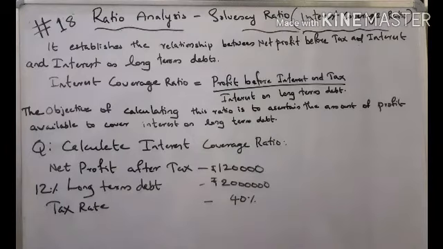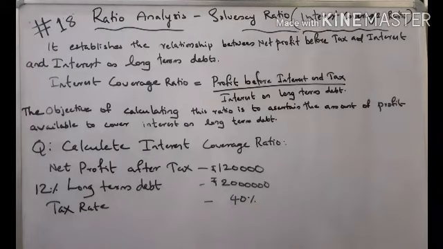The main objective of calculating this ratio is to ascertain the amount of profit available to cover interest on long-term debt. Whether a particular company's profit is available to pay off this interest on long-term debt, for that purpose we are calculating the interest coverage ratio. So, profit before interest and tax divided by interest on long-term debt. Through an example, I will make you understand how to calculate this interest coverage ratio.